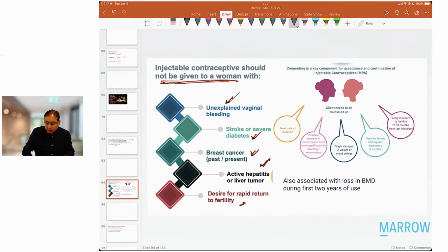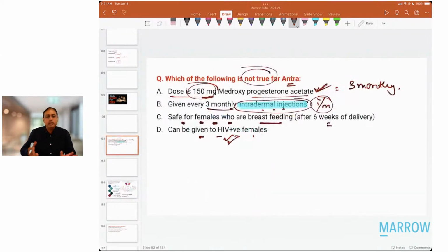Why rapid return? Because the return to fertility happens only after 7 to 10 months. And one more thing: in females with osteoporosis and females who have low bone mineral density, Antra is not given, because Antra can cause loss in bone mineral density, specifically in the first 2 years of the use of Antra. So these are some points about Antra.